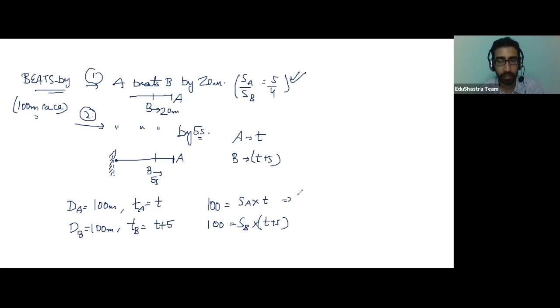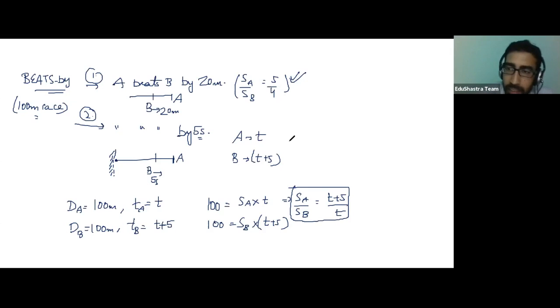And what do you get here? You get SA by SB, just divide. You'll get SA by SB is T plus 5 by T. And thus we don't have any numerical piece of information.